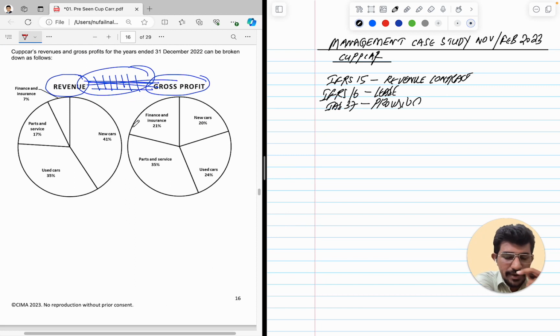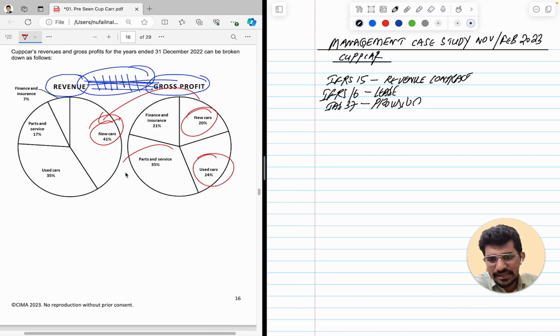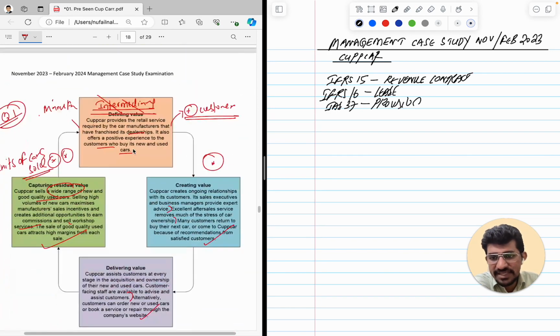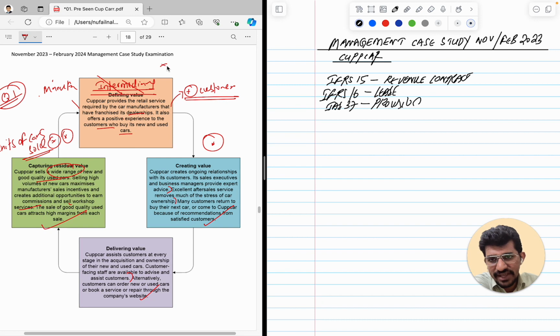And the margins. This is very, very important, students. You see, new car sales is 41% of sales, but new cars only generate 20% of profit, students. So used car and service are the major business sectors that you have to focus on. But without new car sales, you can't get an establishment because customers need to experience your facilities at the end of the day. The structure is given, the business model. This is very, very important, students. Without this, you can't pass because there will be a 25 marks question in the examination for sure.